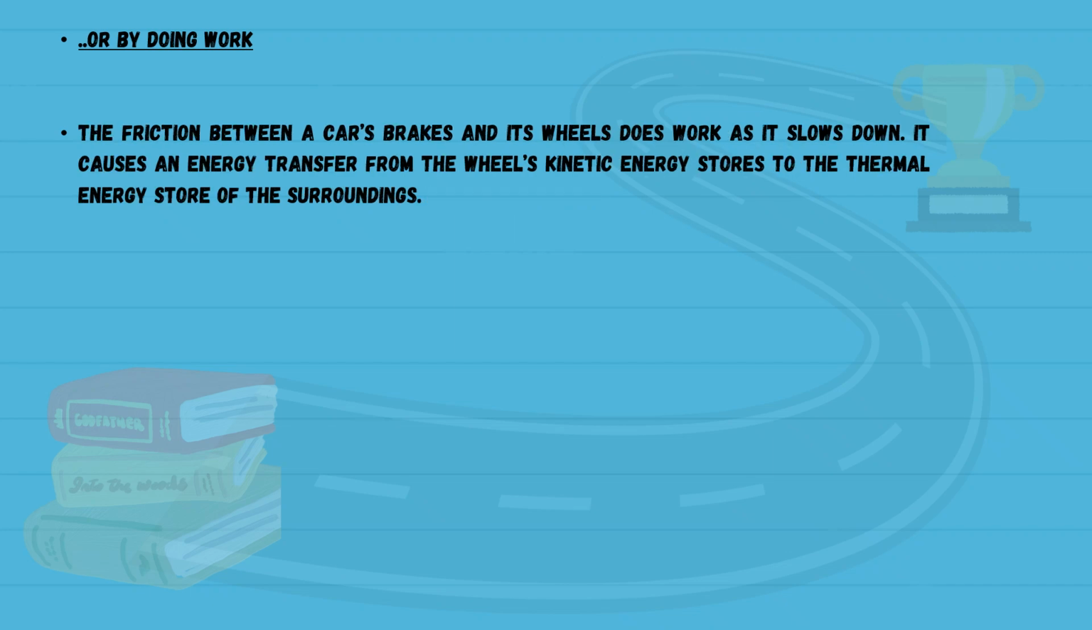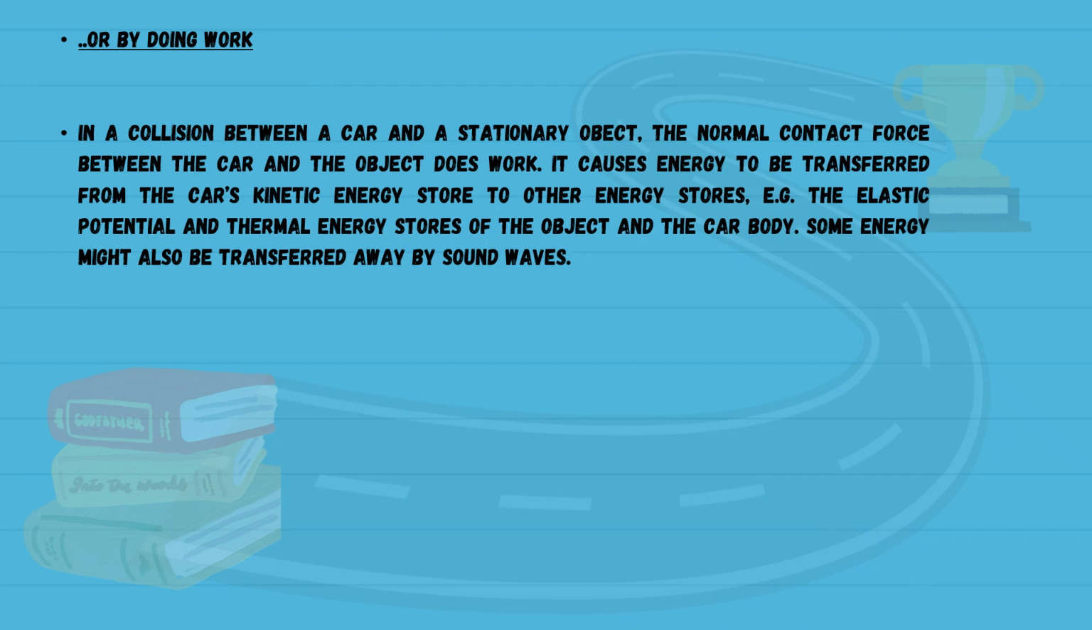The friction between a car's brakes and its wheels does work as it slows down. It causes an energy transfer from the wheel's kinetic energy store to the thermal energy stores of the surroundings. In a collision between a car and a stationary object, the normal contact force between the car and the object does work. It causes energy to be transferred from the car's kinetic energy store to other energy stores, e.g., the elastic potential and thermal energy stores of the object and the car body. Some energy might also be transferred away by sound waves.